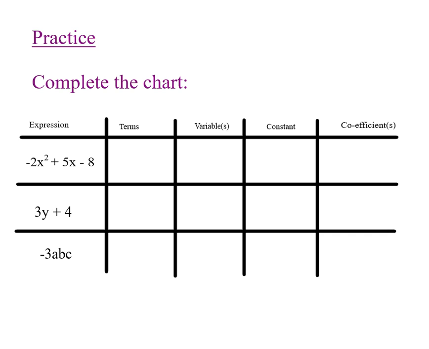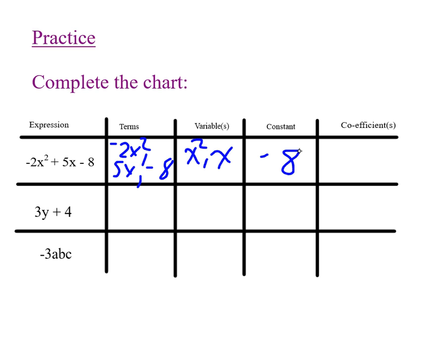Now we're going to complete this chart. Again, it's going to be a bit of a disaster with my pen, but I'm going to give it a try. So here, the terms. Remember, terms are separated by plus or minus signs. So I've got negative 2x squared, 5x, and negative 8. Those are all terms. The variables are x squared and x, or if you prefer, you could just write x. In this case, the constant, the thing that doesn't have a letter, is negative 8.